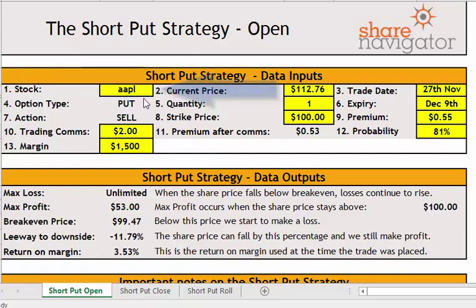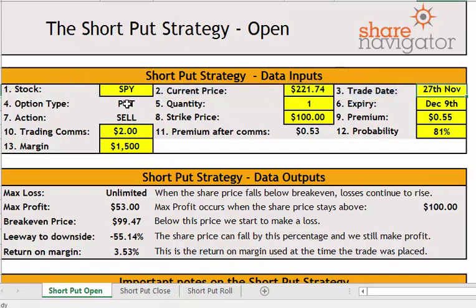So the first thing you're going to do is change the stock. Let's say we're going to change it to SPY. We're going to do a short put in SPY. And the current share price of SPY is 221.74. The trade date, today's date, is the 27th of November, so we're not going to change that.